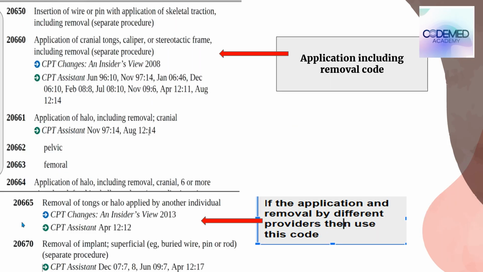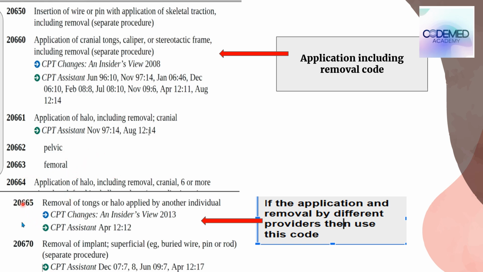So if you see the code language here, it is the insertion of the wire or pin with application of skeletal traction, including removal. Most of these codes are application as well as removal, but here it is a wire or a pin. Here it is a cranial tongs, caliper, or stereotactic frame, application and removal. Here also, application of the halo including removal. And whenever it is a halo, you have to pay attention to the anatomic site, whether it is cranial, whether it is pelvic, or whether it is a removal.